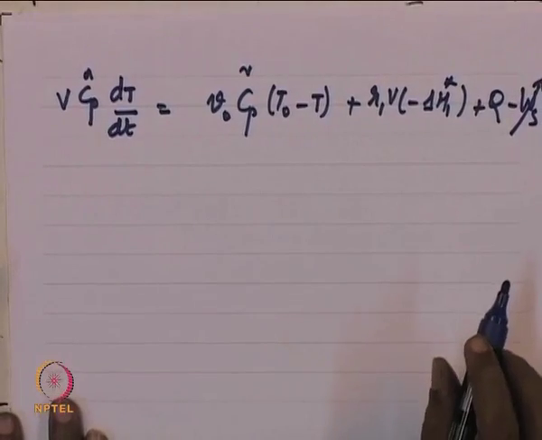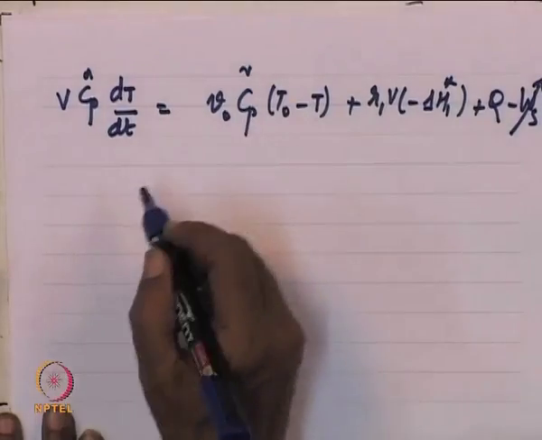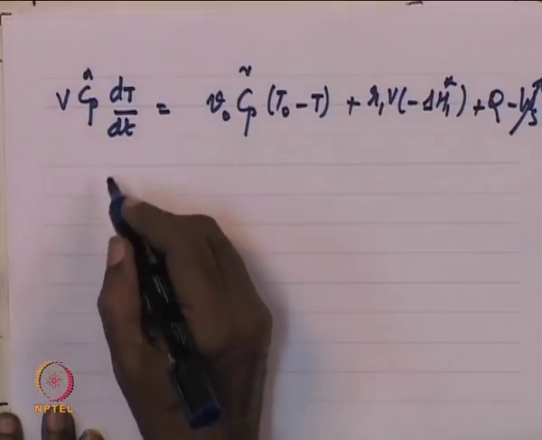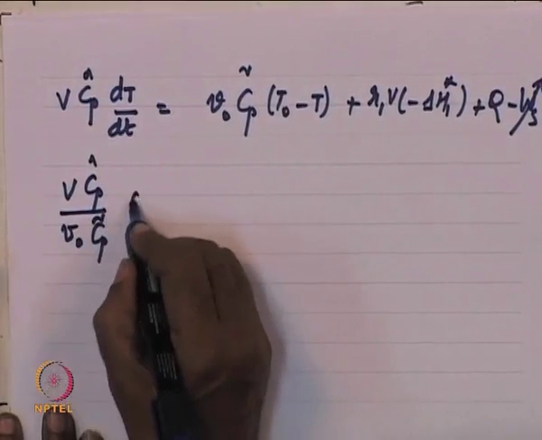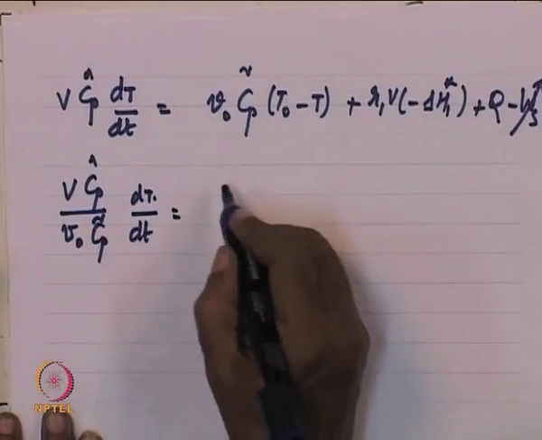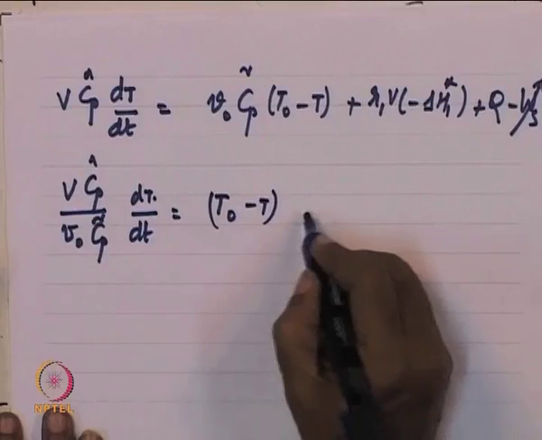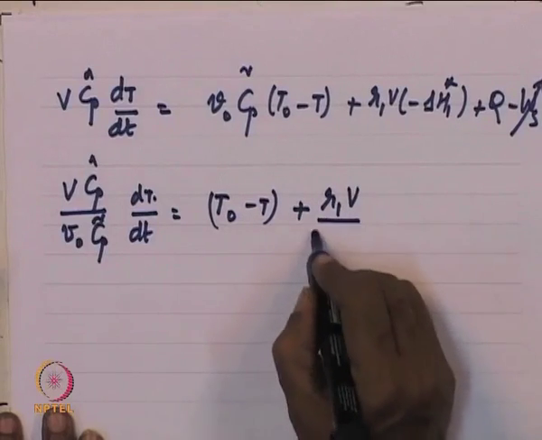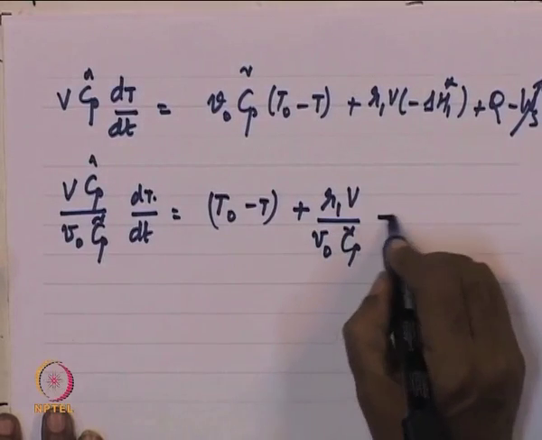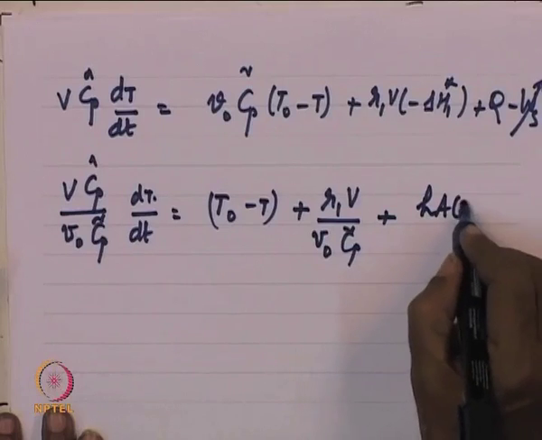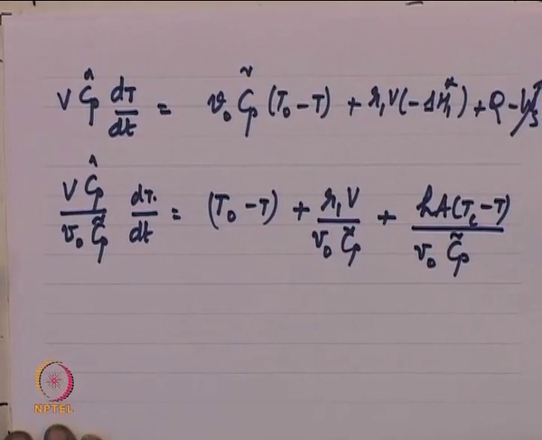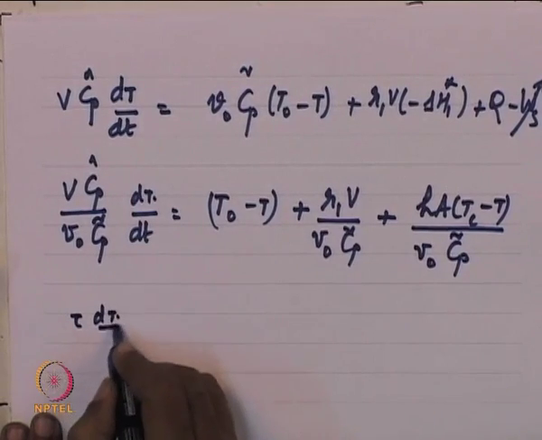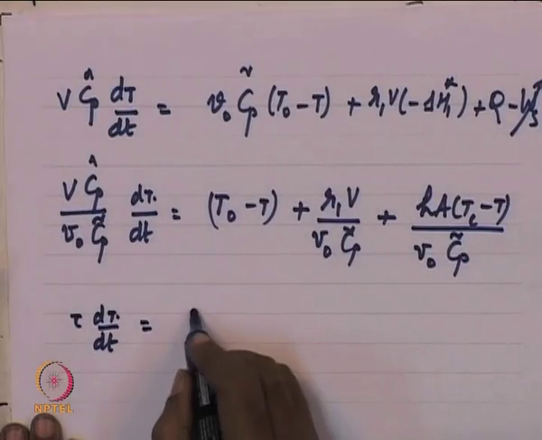We say W is not important. Then I divide throughout by V naught C p. We get V divided by V naught, times dT dt, that is the first term, equal to T naught minus T, plus R 1 V divided by V naught C p, plus Q. I will denote Q as H A times T c minus T, divided by V naught C p. So essentially, dividing throughout by V naught C p, the first term on the left hand side becomes dT dt, equal to T naught minus T.